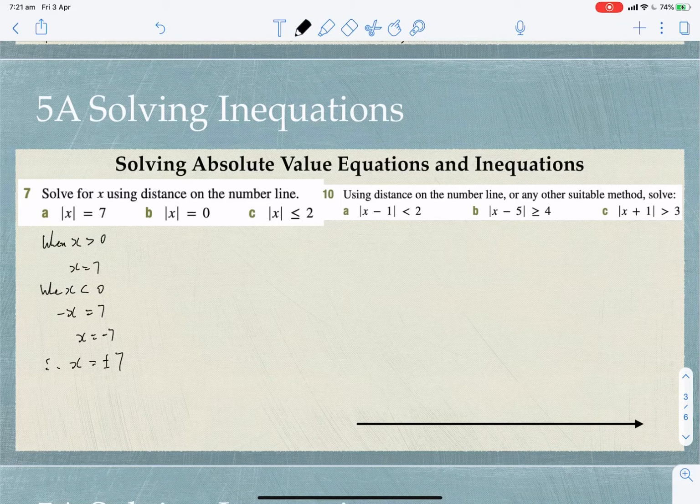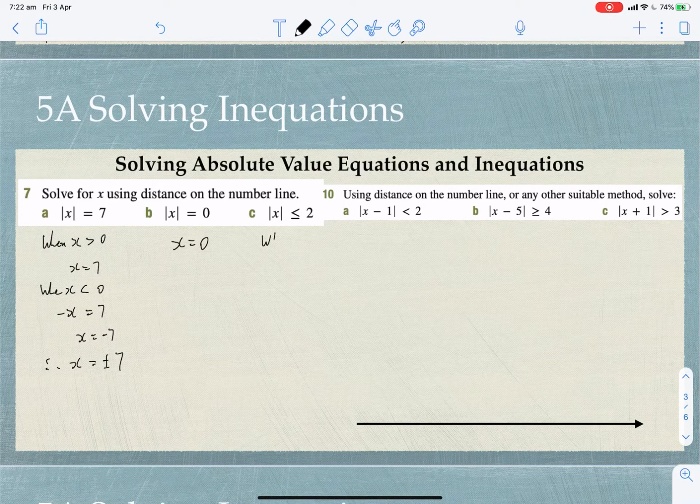Okay, so that means positive or negative 7 inside the absolute value sign still works. So the next one is a little bit tricky. Well, not really tricky, because it doesn't matter if x is positive or negative. If x is 0, it's still equal to 0. So x just equals 0. Or it can be positive or negative 0, but at the end of the day, it's still 0. Okay, the last one. This one is interesting.